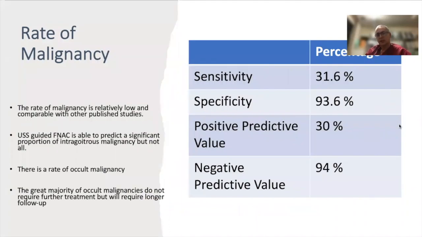This is a little more detail about the rate of malignancy and how specific and sensitive our ultrasound guided fine needle aspiration cytology is. But the most important thing is that we need to do an ultrasound guided FNA, and also understand that there is always going to be a retrospective rate of occult malignancy.